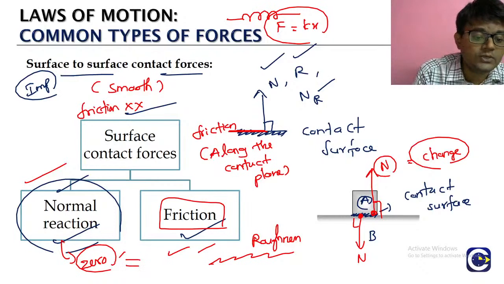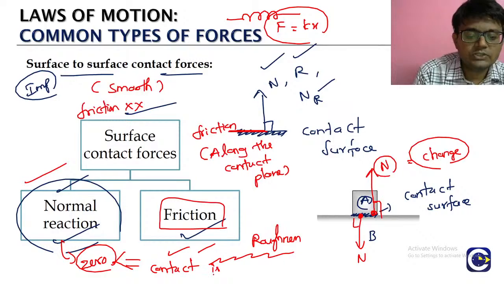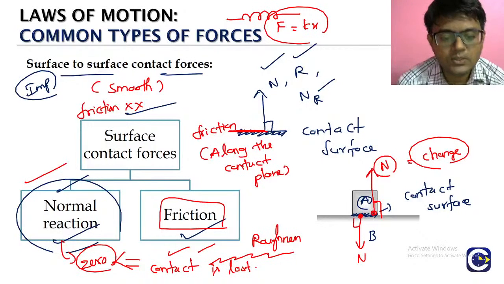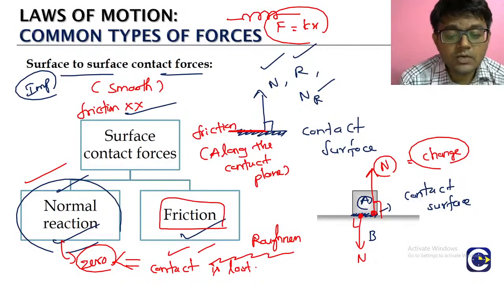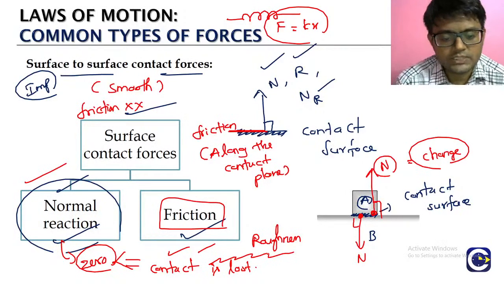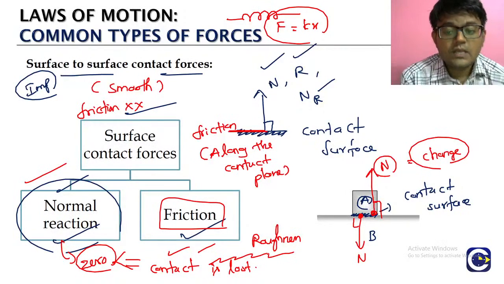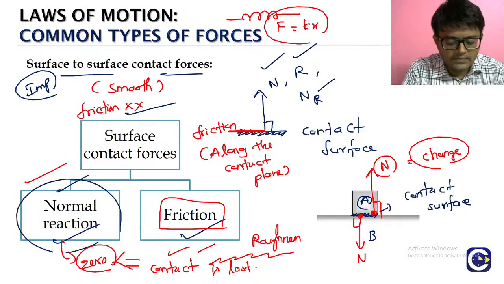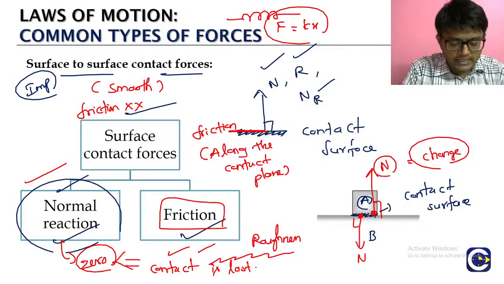Normal reaction will be zero when the contact is lost. So remember this because we'll use it while solving some specific problems. Normal reaction will be zero when the contact between the two surfaces is actually lost. Okay, so this is the condition we will use for the normal reaction value becoming zero. So this is about the idea of the normal reaction.